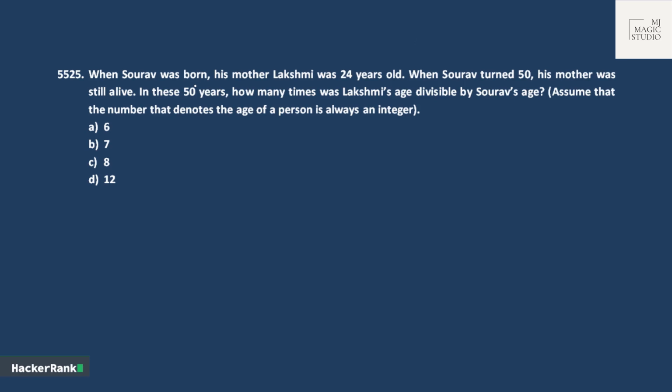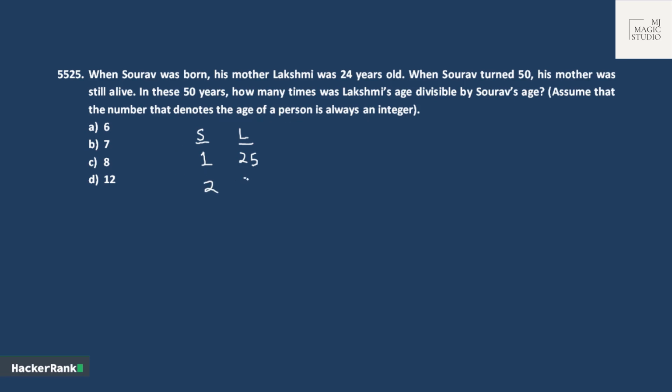When Saurav was born, his mother Lakshmi was 24 years old. When Saurav turned 50, his mother was still alive. When Saurav was 1 year old, Lakshmi was 25 years old. How many times was Lakshmi's age divisible by Saurav's age? Assume that the number that denotes the age of a person is always an integer.